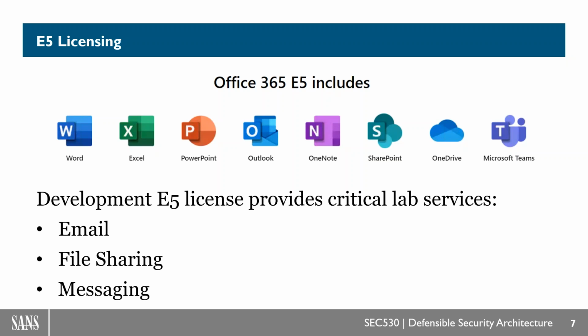So for example, my company, we use E5 licenses for things like email and file sharing, because we have access to sensitive privileged data that needs a data-centric control, meaning I don't really care where it's at.